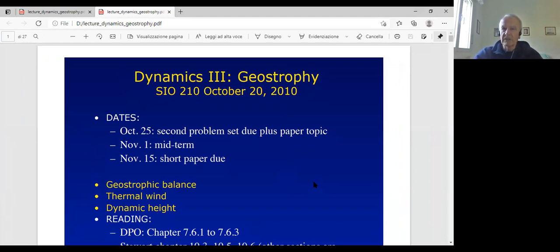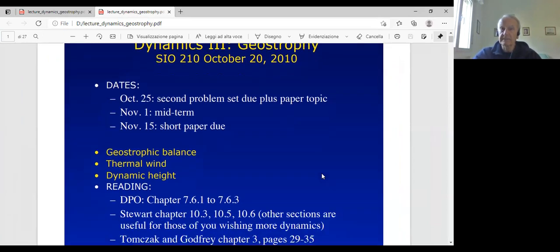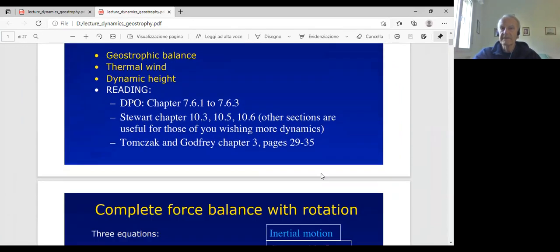Okay. So now, since you see this, I don't have any secrets with you. We can start with what we call geostrophy. This is another simple solution of the equations of motion, which can be seen in the ocean.